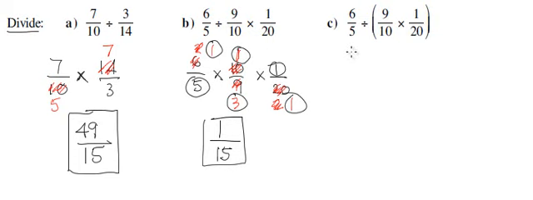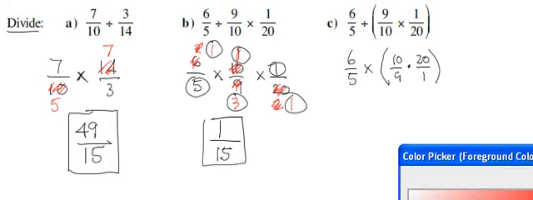So 6/5, we'll change this to a times, and now this entire fraction gets flipped, both of them. So we're going to get 10/9 times 20 over 1. Now, we're multiplying all of these together, so we should try to reduce before we go any further.